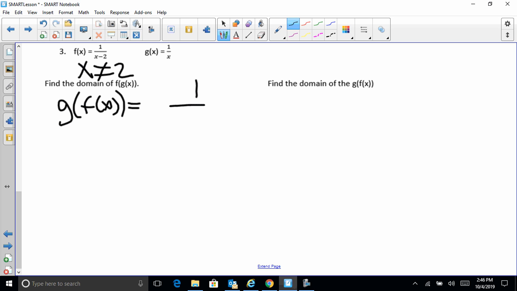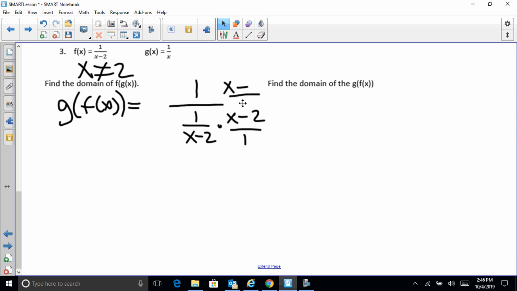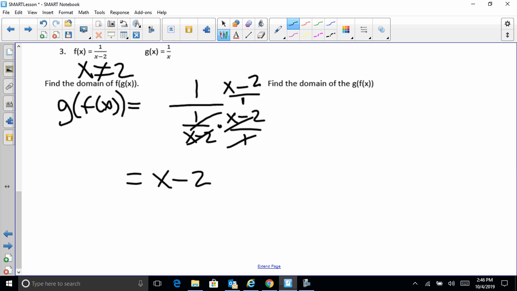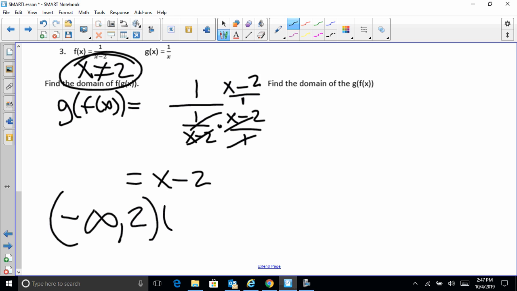So 1 over x minus 2. We can multiply by the reciprocal. We don't have any adding or subtracting to do, so this is an easy one. Cancel, cancel, cancel, cancel. And then we're just left with x minus 2. So there's no restrictions on that. But remember, we had this original restriction from the parent, so we have to include that restriction in our composition. So we can be anything but 2.